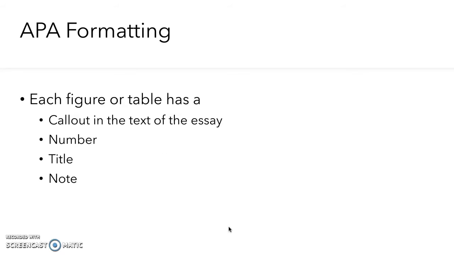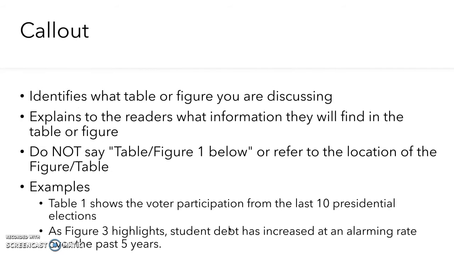Each figure or table has a call out in the text of the essay, a number, a title, and a note. So the call out is what you write in your paragraph and it tells the reader that there is a table coming up, and it usually will explain to the readers what information is going to be in that table or figure. And you want to say something like, Table 1 shows the voter participation from the last 10 presidential elections. Or as Figure 3 highlights, student debt has increased at an alarming rate over the past 5 years.